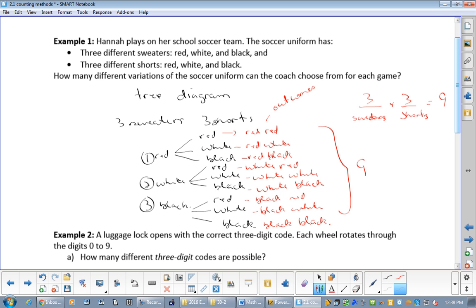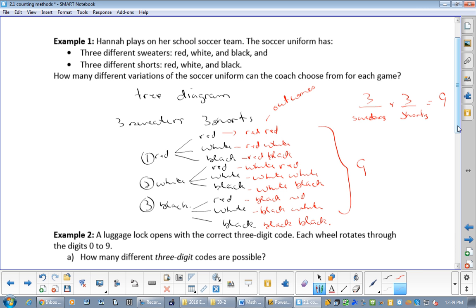But I could make that harder. I could say, how many possibilities are there if she cannot wear two of the same color? Right. So that would be three times two, because now I put a restriction on it. Because she's got three choices for the first one, but now that she's taken one color out, how many choices does she have for the second one? Two. So it's three times two, right?